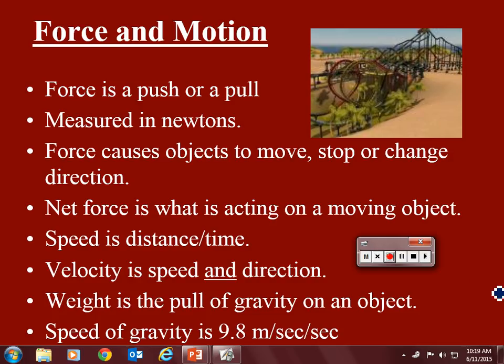Speed is distance divided by time. Velocity is still speed, you just add direction. It's still distance divided by time, but you just say it's north, south, east, or west.